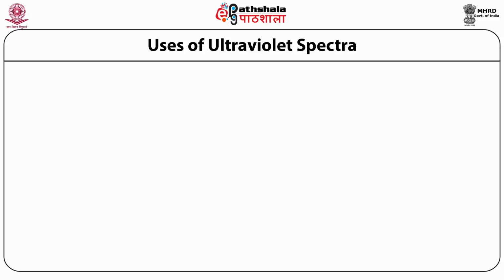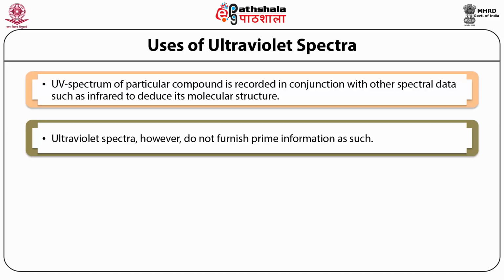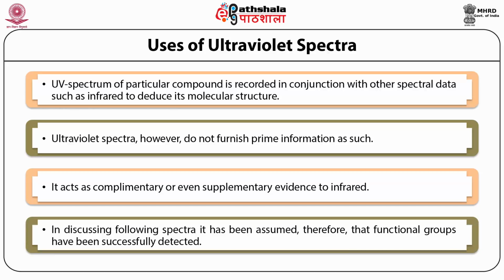Uses of ultraviolet spectrum. In contemporary practice, the ultraviolet spectrum of a particular compound is recorded in conjunction with other spectral data such as infrared in an attempt to deduce its molecular structure. Ultraviolet spectra, however, do not furnish prime information as such, but tend to act as complementary or even supplementary evidence to infrared. In discussing the following spectra, it has been assumed, therefore, that functional groups have been successfully detected and we shall concern ourselves with ascertaining substitution patterns.